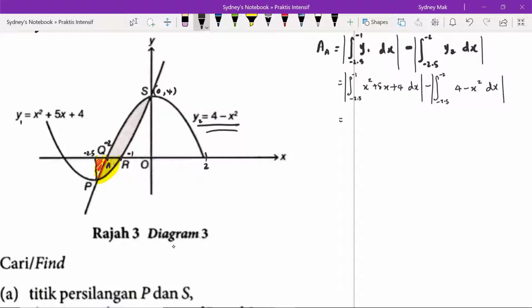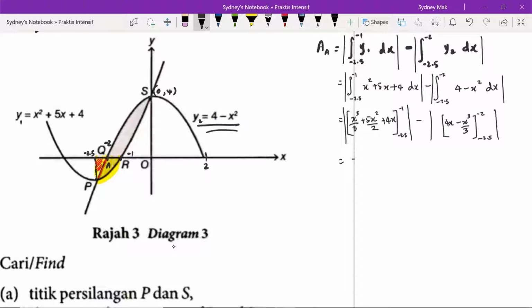Okay, so we have x cubed over 3 plus 5x squared over 2 plus 4x from -2.5 to -1, and then minus, okay, don't forget the modulus, minus 4x minus x cubed over 3 from -2.5 to -2. So with this, we got to substitute the value in.